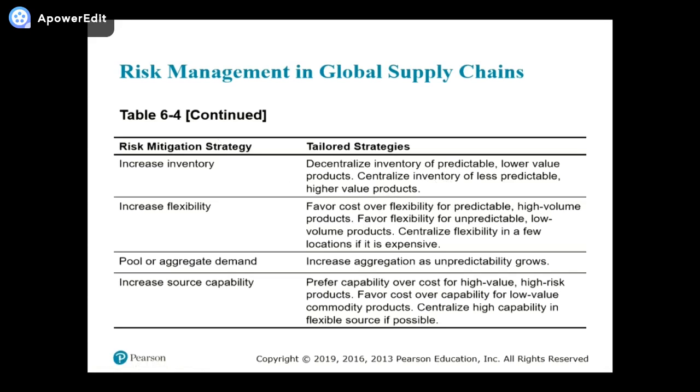And then increasing flexibility is another key component. A lot of these strategies will come as a reduction of cost efficiency. So again, we need to focus these flexibility investments on products that are low volume, highly unpredictable, and use centralization wherever possible.